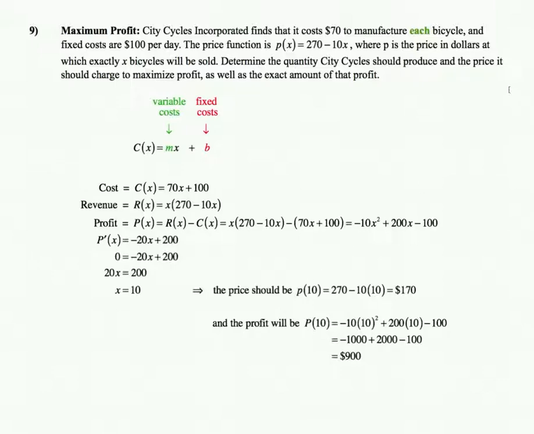And to determine the price the company should charge, you just substitute that 10 into the price function, 270 minus 10x. So little p of x is 270 minus 10 times 10. 10 times 10 is 100. 270 minus 100 is 170.